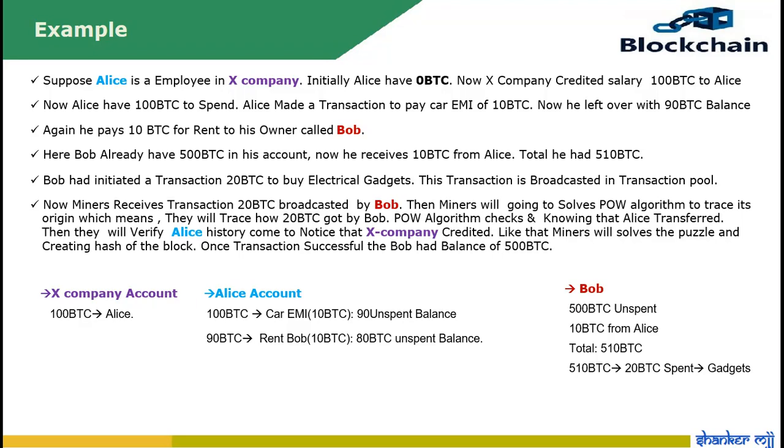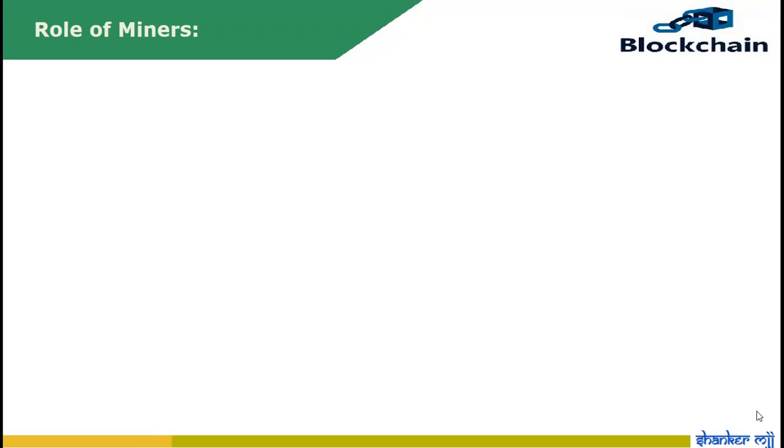So the proof of work algorithm checks and, knowing that Alice transferred, they will verify Alice's history. They come to notice that X company created it. Like that, miners will solve this puzzle and create the hash of the block. Once the transaction is successful, Bob will have a balance of 490 BTC. Therefore, we can say that tracing back the origin, who got the money and how they received it, is called the POW algorithm's work.